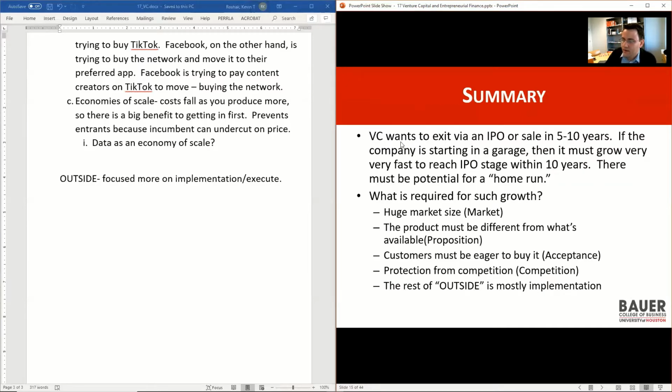So to summarize, the VC wants to exit quickly. That's going to require very fast growth. The IMPACTS acronym is one way to capture all of those features that you need in order to sustain the growth. And then the outside is mostly about implementing all of those, implementing that strategy.